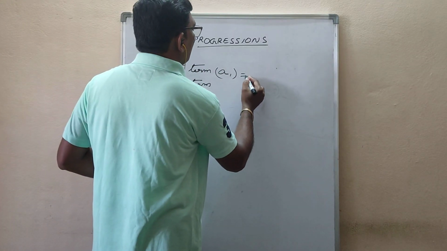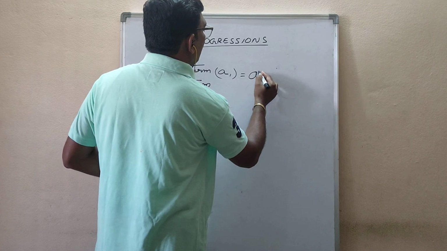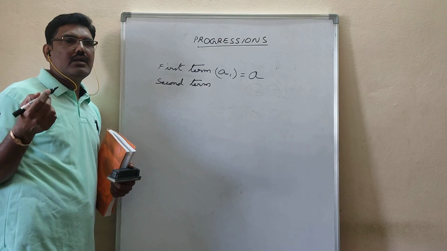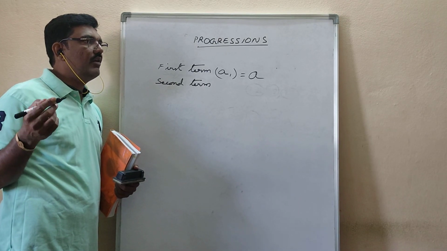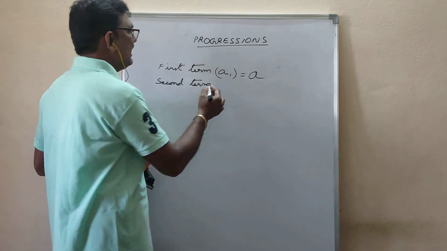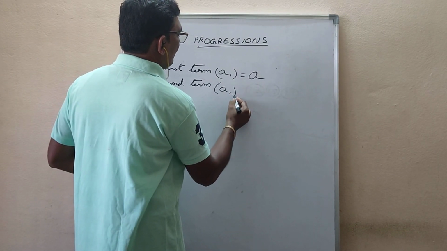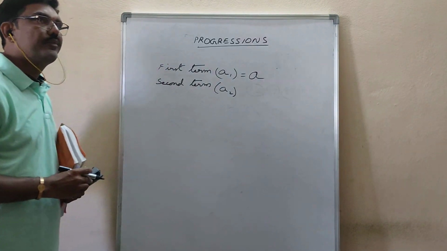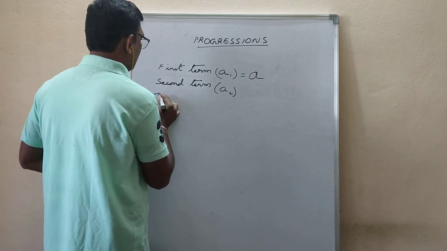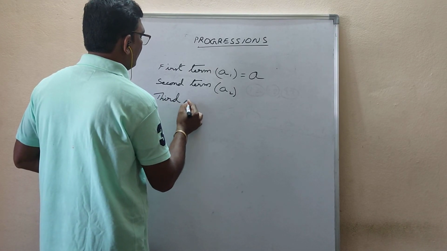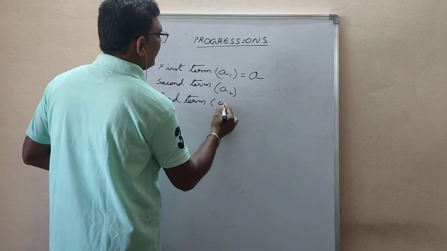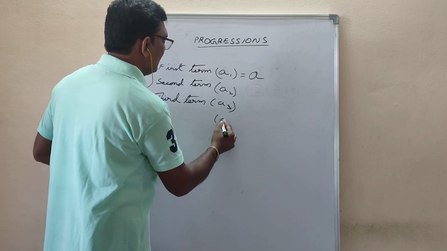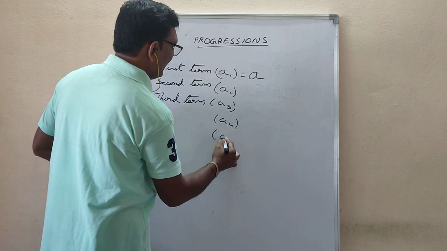First term can also be written as small a. So first term you can write as a1 or a. Second term is nothing but a2, that's it. Third term is a3. Fourth term is a4. Fifth term is a5, etc., like this.